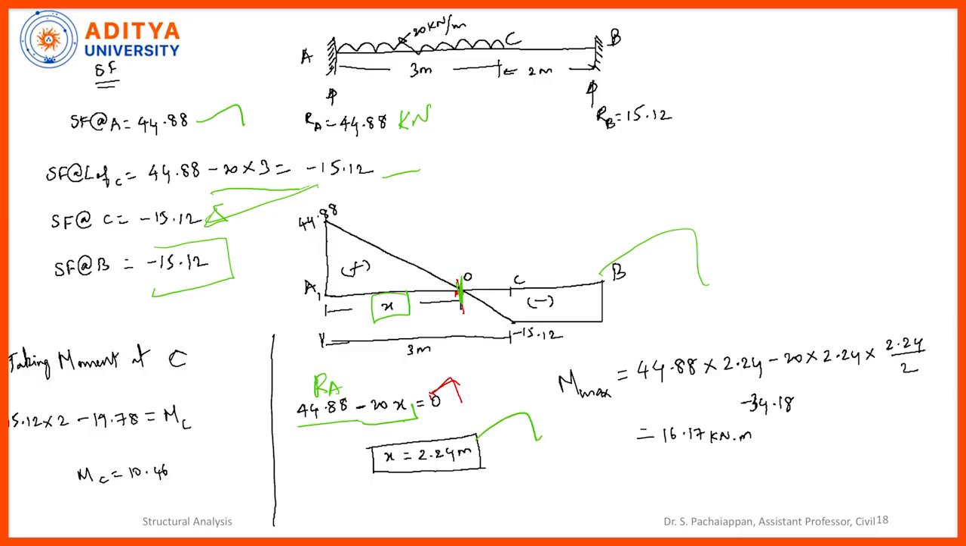Now what do I have to do? I need to calculate what is the bending moment at this point. So we can simply take the moment at that point. So 44 into this X value, which we have calculated, then minus 20 into the X value multiplied by X by 2. So this is X by 2. So we got the maximum bending moment value at the point C. This is MC, we can say.